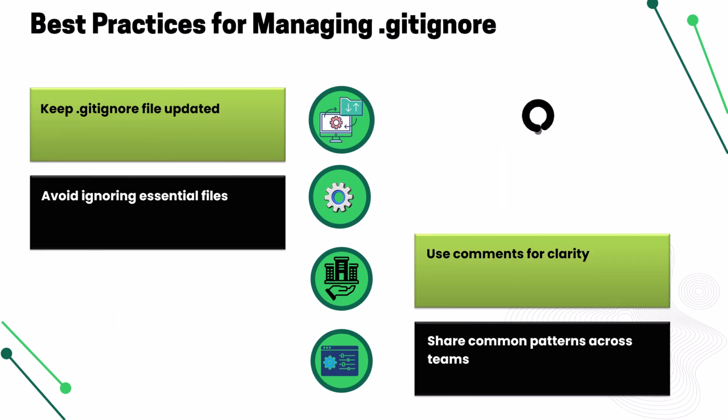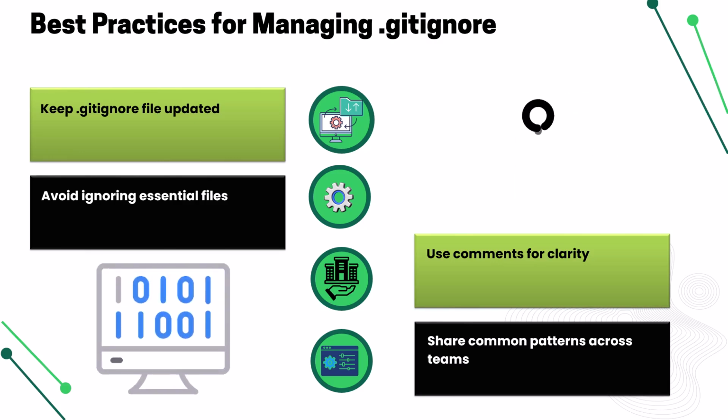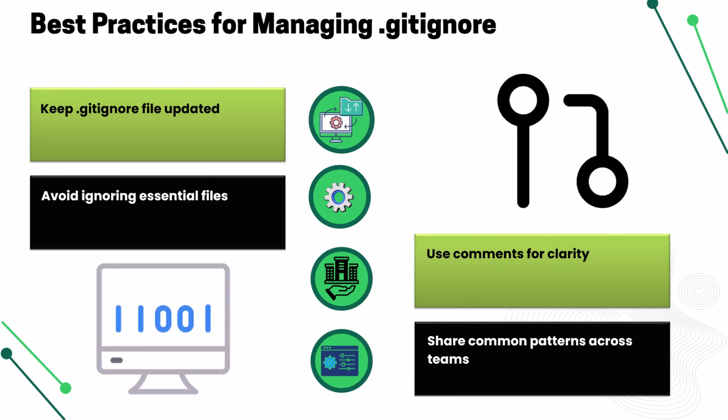Managing Gitignore like a pro is key to a clean repo. Update it regularly, avoid ignoring crucial files, and add comments. It'll make life easier for everyone. And if you're working in a team, ensure common patterns are shared to keep things consistent.